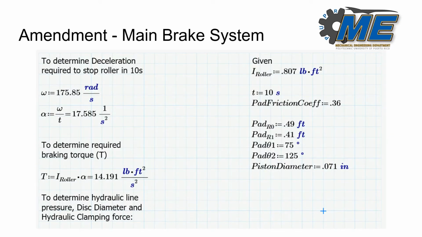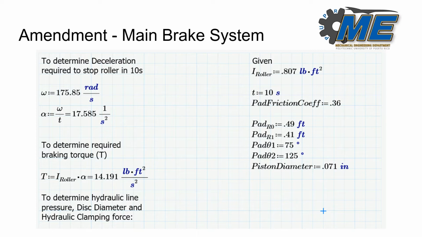For the amendment that was done to validate the system, the main changes in this subsystem are as follows. The roller inertia is going to be 0.807 pounds per foot squared. Time to stop is going to be the same at 10 seconds. Pad friction coefficient is going to be the same because the pads are the same material. The roller speed is going to be slower. The acceleration needed is going to be lower because of that. The torque needed to stop is going to be lower too.